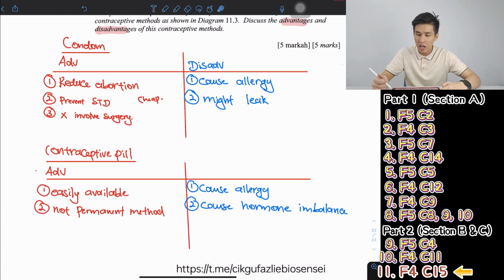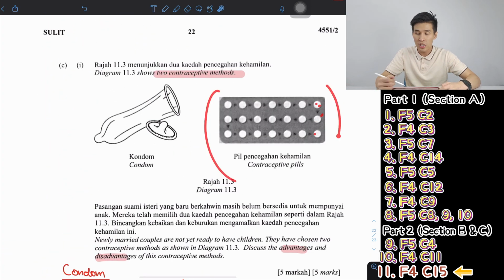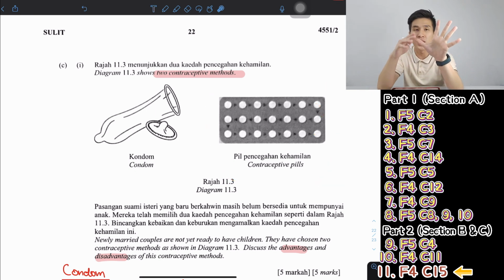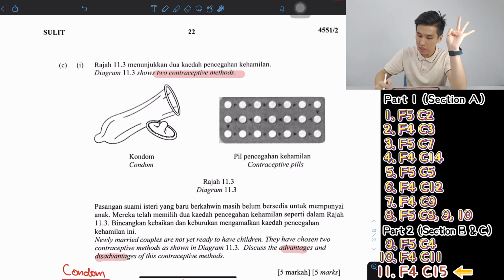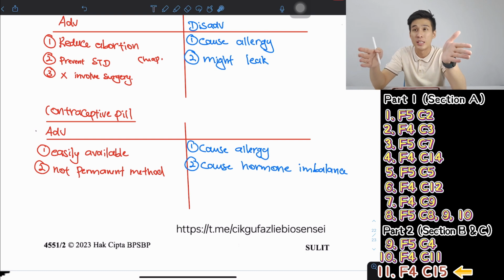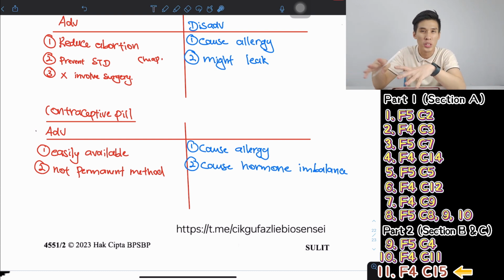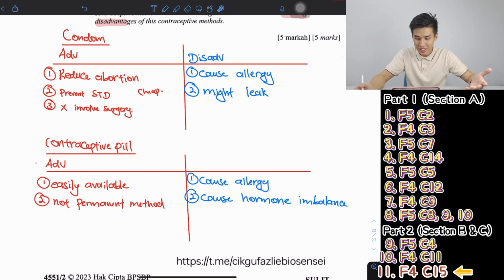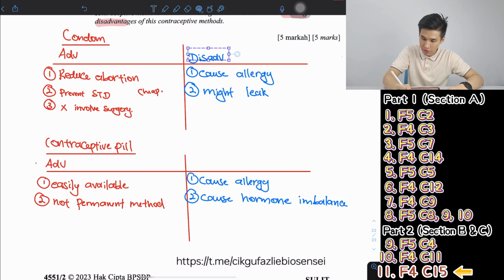And yeah, since the contraceptive pill, as we just said, affects your hormone levels, it inhibits FSH and LH, these two hormones. Which means it might cause a hormone imbalance in a person. So with a lack of LH and FSH, this person will have PMS symptoms, get easily angry, moody, that kind of stuff. Okay, so these are the disadvantages of the contraceptive pill.